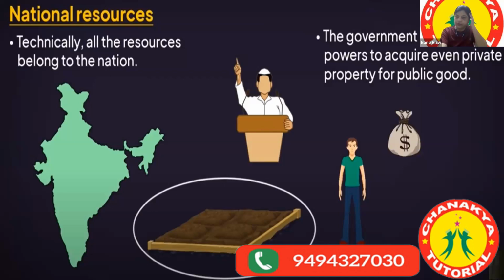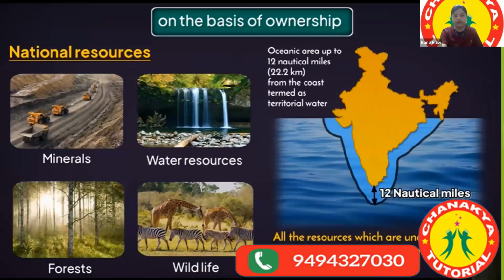Okay, so next, what are the natural resources? These are all the minerals, the water, the forest, the wildlife, and also the ocean. How much oceanic area? That is 12 nautical miles, sorry, 12 nautical miles is 22.2 kilometers on the coastal side, which is ours. After that, it is an international resource.